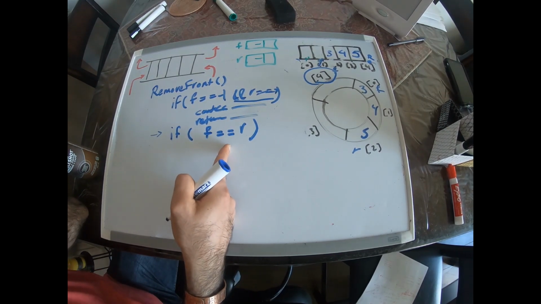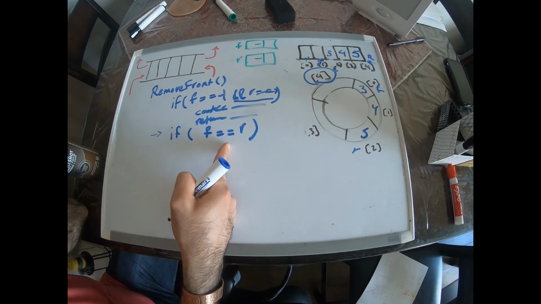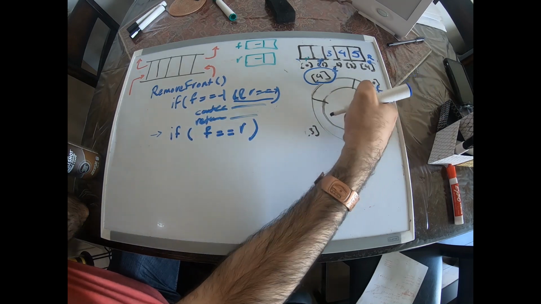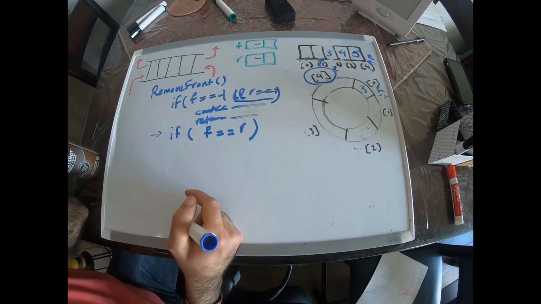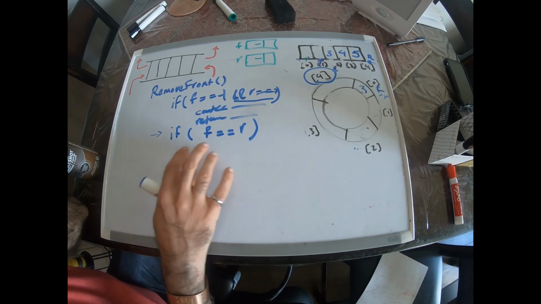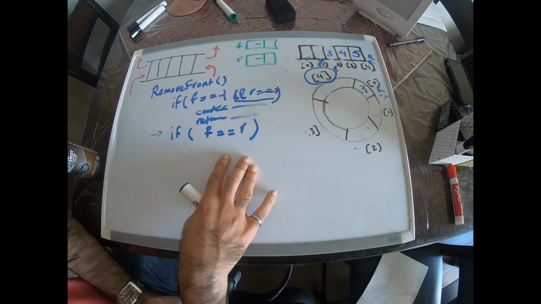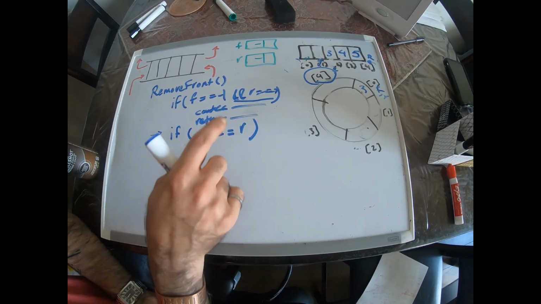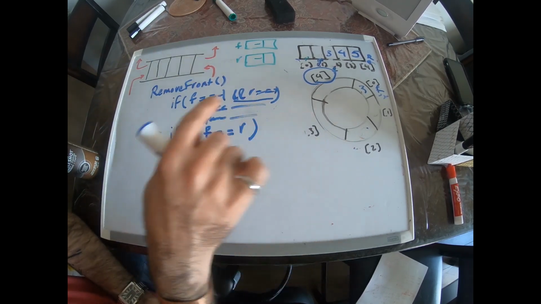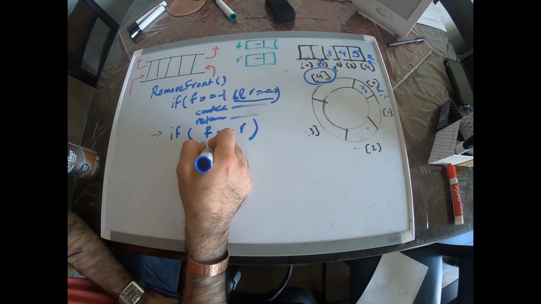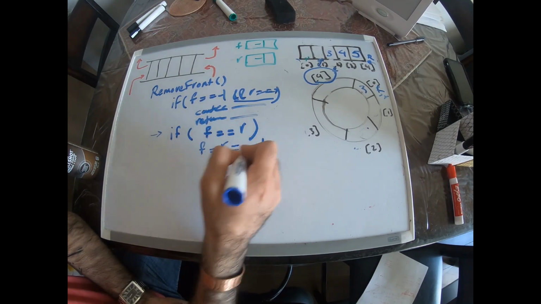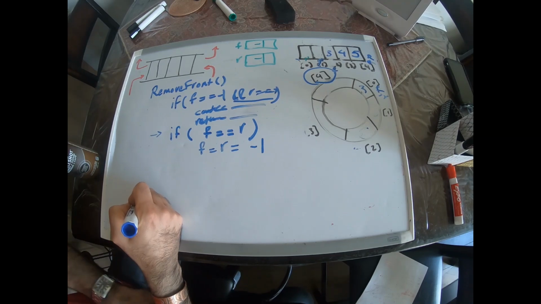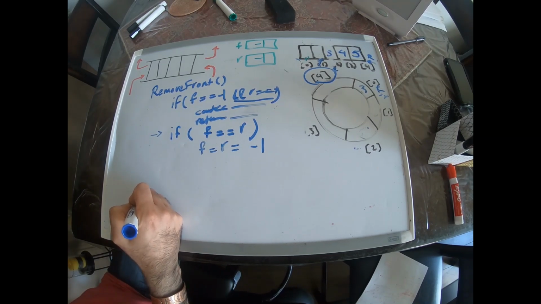If that's the case, what does that mean? If front and rear are the same, it means that we only have one element left in the deck, right? And this is going to be the last number that we want to DQ, we want to remove. So after this removal, the deck becomes empty. So we want to make sure that we change the value of both front and rear to -1. Okay? Make sense?